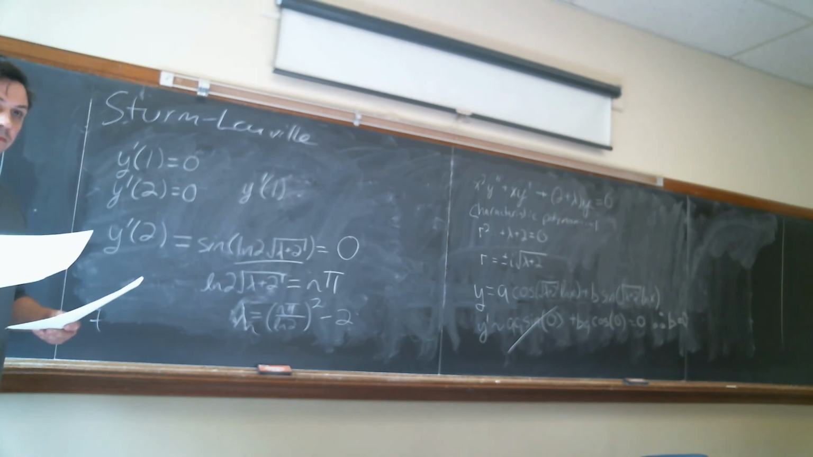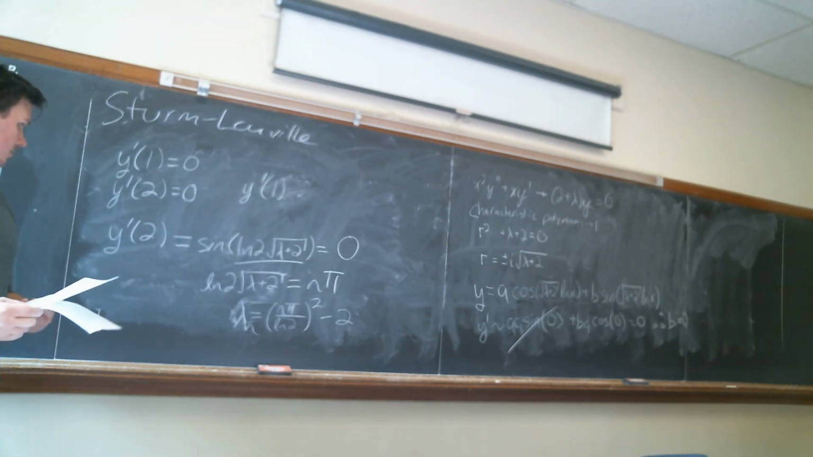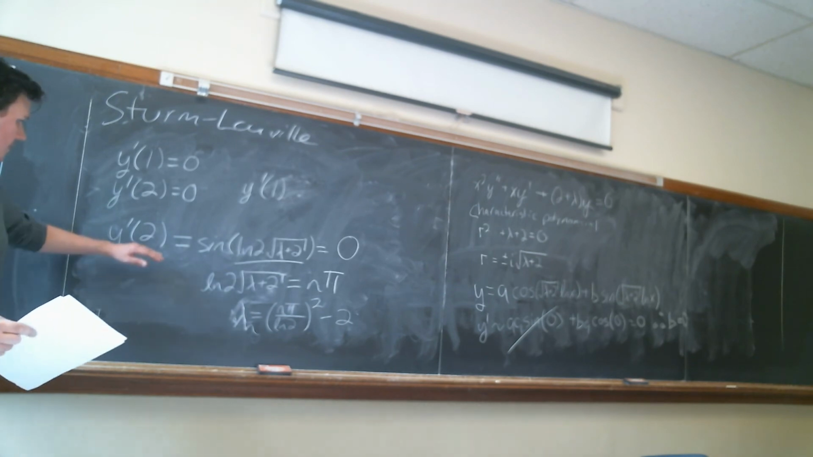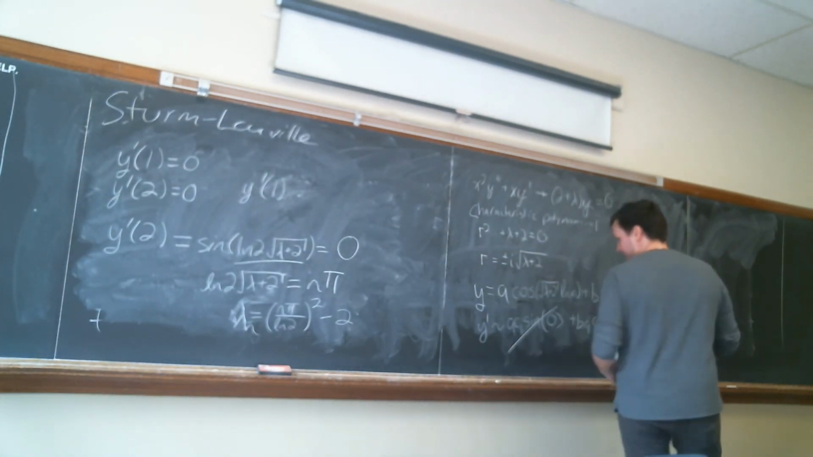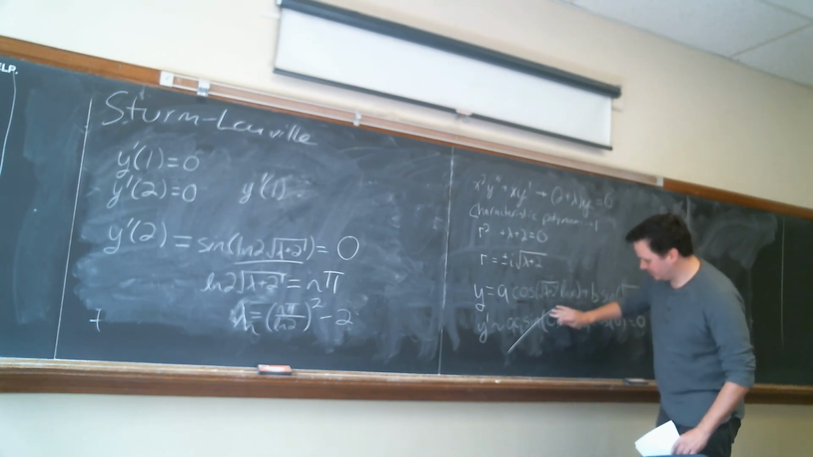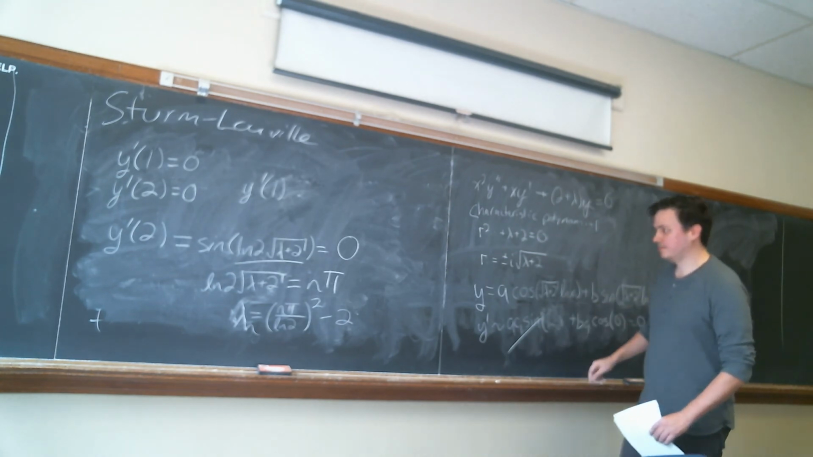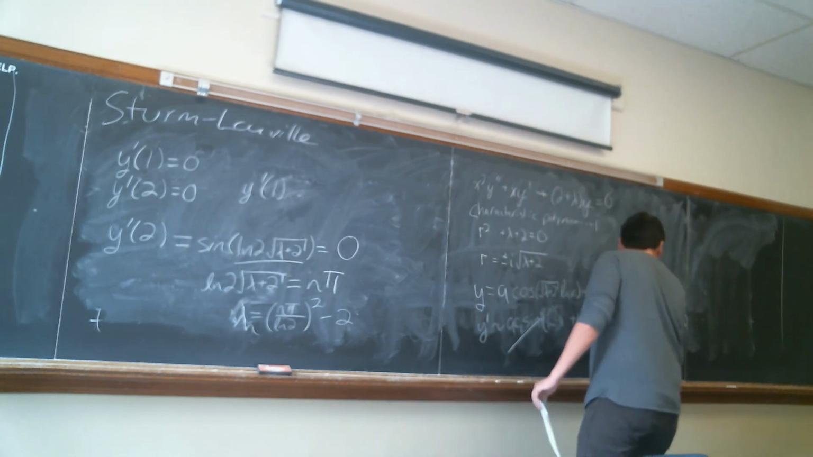Nate, how did you get the expression for y prime of 2? Sine natural log 2 stuff. This y prime of 2, yeah. It's just using this here. So because it's at 2, we're going to get, let's just write it. Where can I write this?